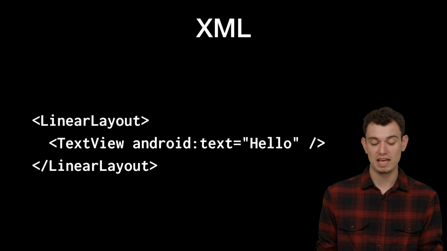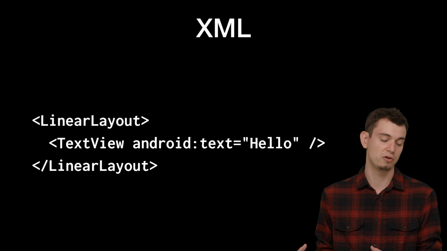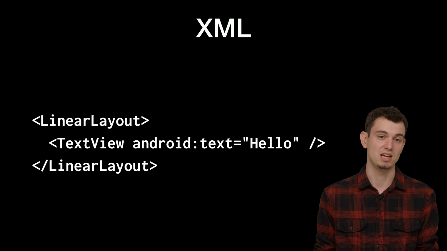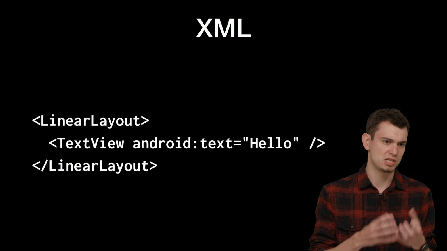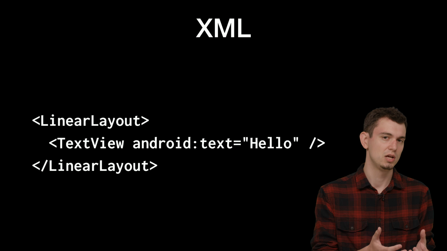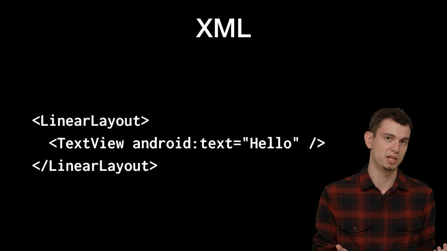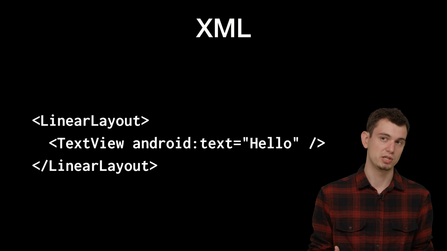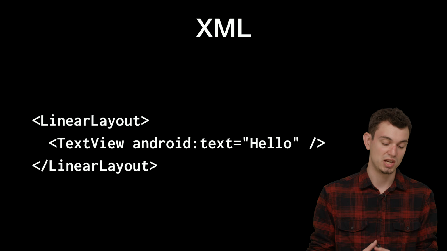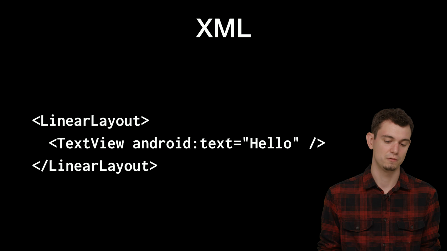Now you'll notice that at the end of this text view tag, I have this slash followed by the greater than. That basically says this tag doesn't have anything inside of it. There's no children for this tag. That makes sense because a text view is just sort of one view. It doesn't really make sense to put other views inside of this text view if we're just displaying a simple string. And then lastly, we're closing this linear layout tag. So we're saying there's nothing else inside of our layout other than this one text view.